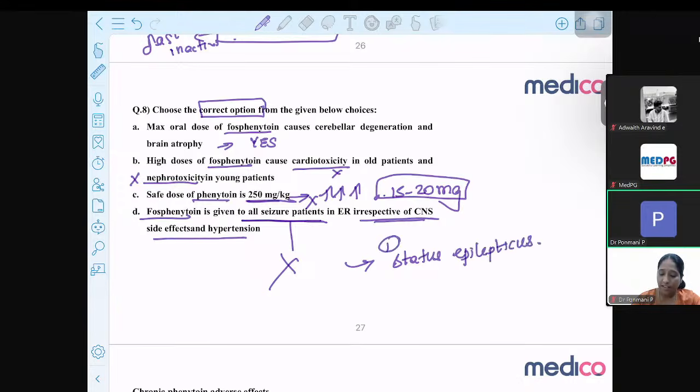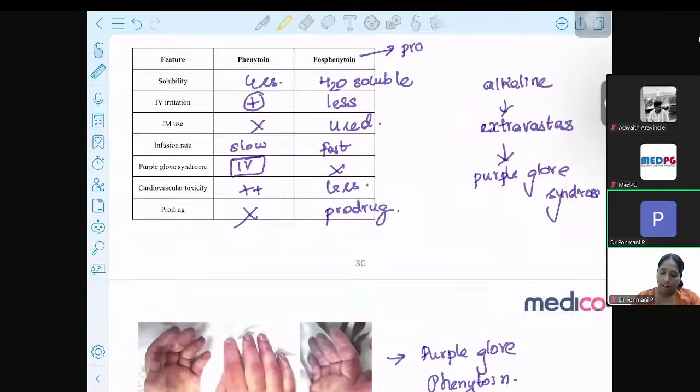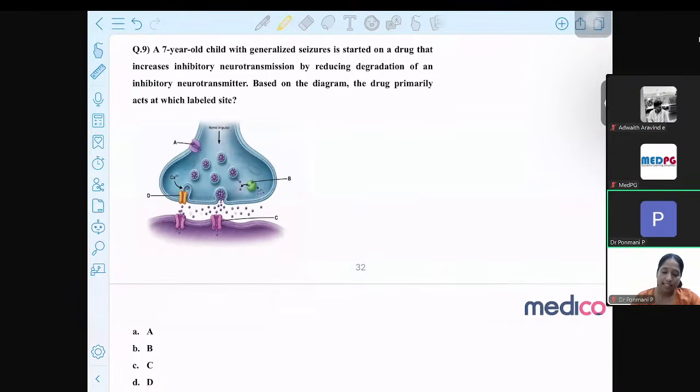And also it is given for acute termination of a seizure. These are the only indications fosphenytoin is used for. It is not used for all patients. So the right option here is option A.